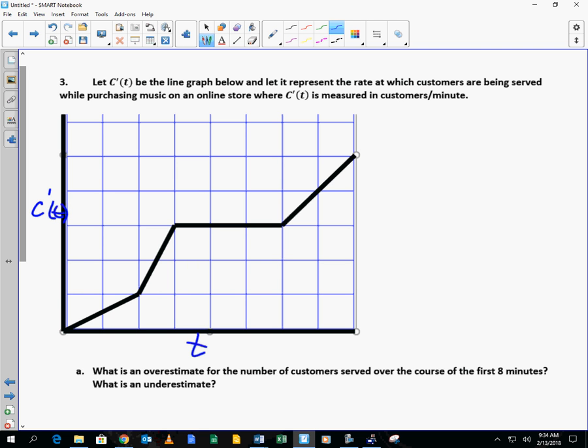People are purchasing music. This must be a made-up problem because nobody purchases their music anymore, right? Very good.